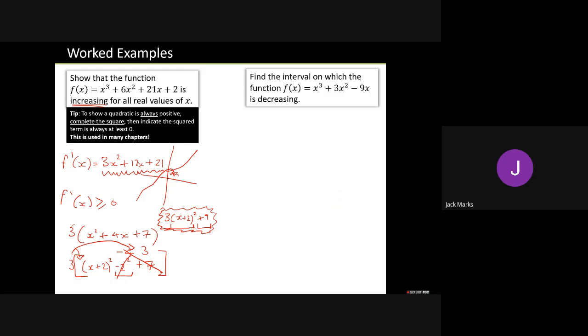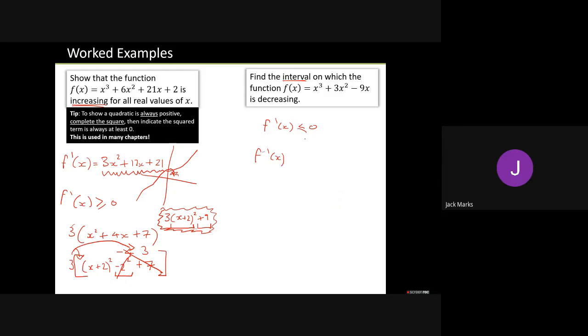Again, we discussed this one here when we did proof. Find the interval. So find the x values on which the function is decreasing. So when is it decreasing? Well, that's when the gradient is less than or equal to 0. So what's the gradient function?